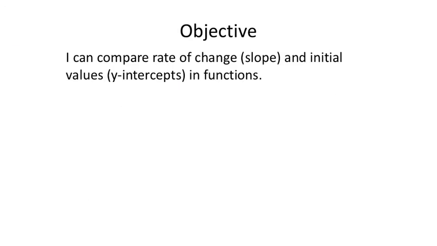That's it. There's our objective. I can compare rate of change, which is slope, and initial values, which is the y-intercepts in functions.